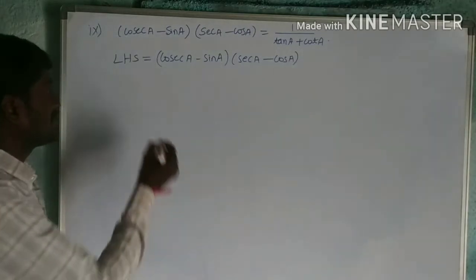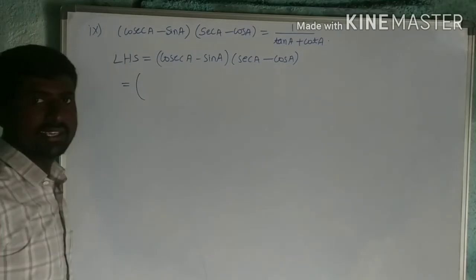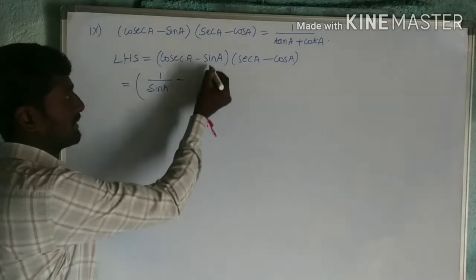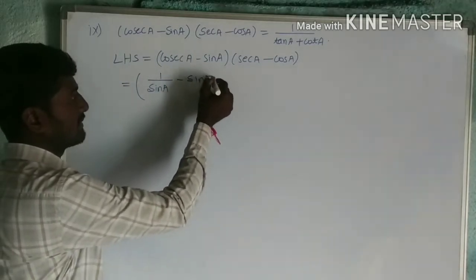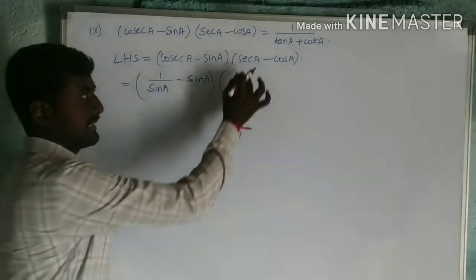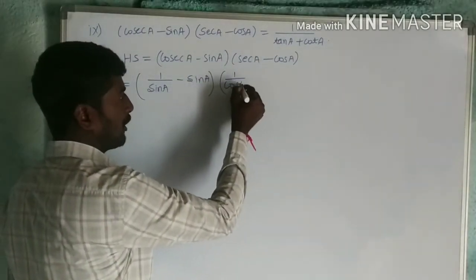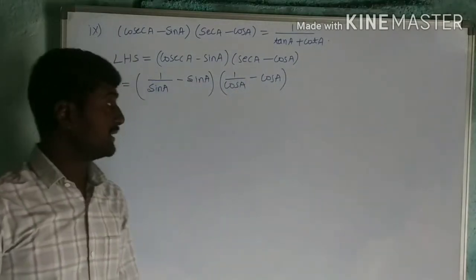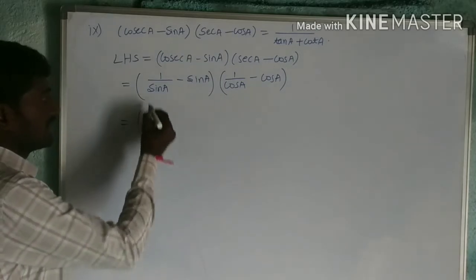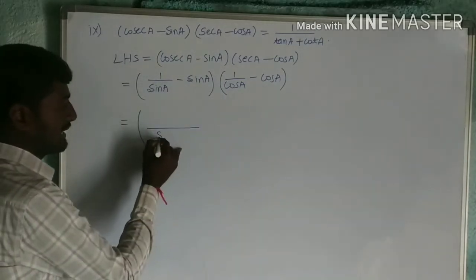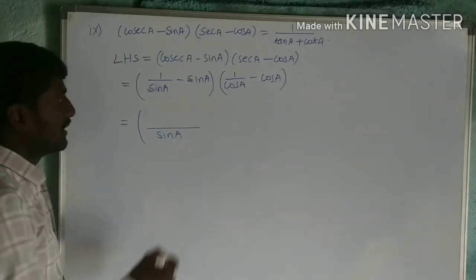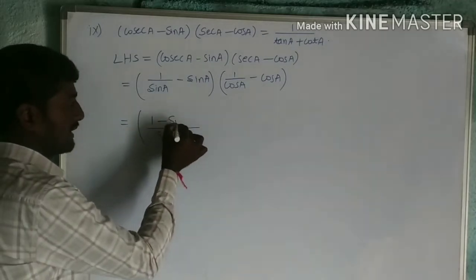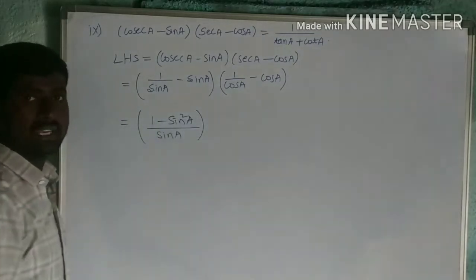Okay. Now this is equal to, this cosec a can be written as 1 divided by sin a, minus this sin a written as it is. Then sec a can be written as 1 by cos a, minus cos a as it is. Now next up, here I can take LCM as sin a. So 1 minus sin into sin, that is 1 minus sin square a.